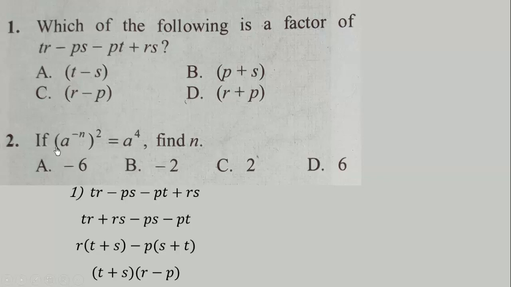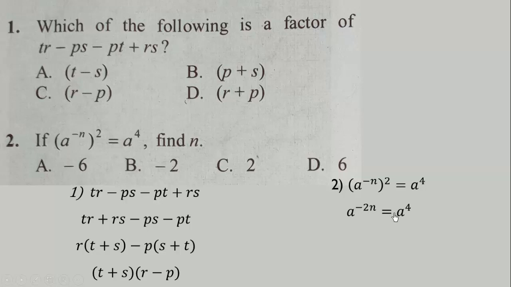Question 2. If a exponent negative n all squared is equal to a exponent 4, find n. So this is the given initial equation, or exponential equation. So what do we do? We now apply the power rule over here. The exponent will multiply, so we get negative 2n on the left hand side is equal to a exponent 4. So a exponent negative 2n is equal to a exponent 4.